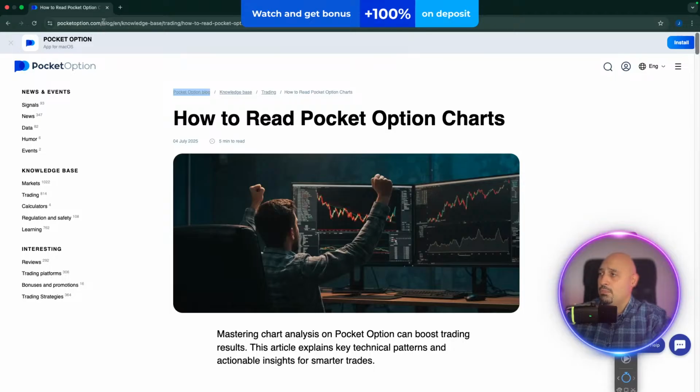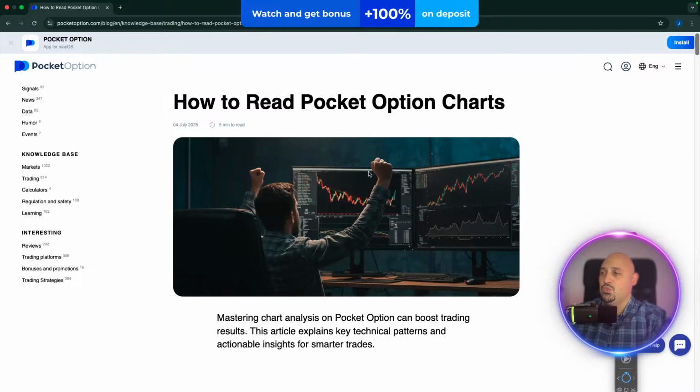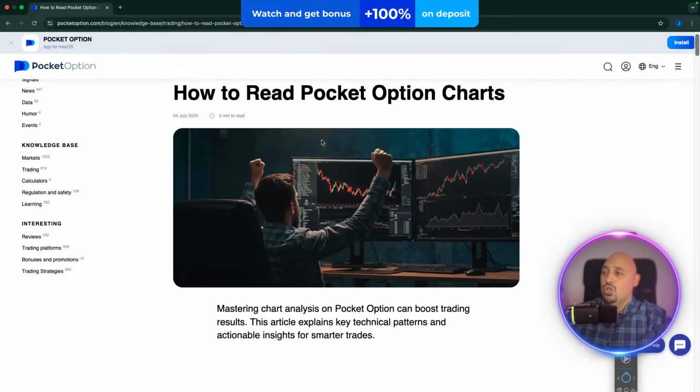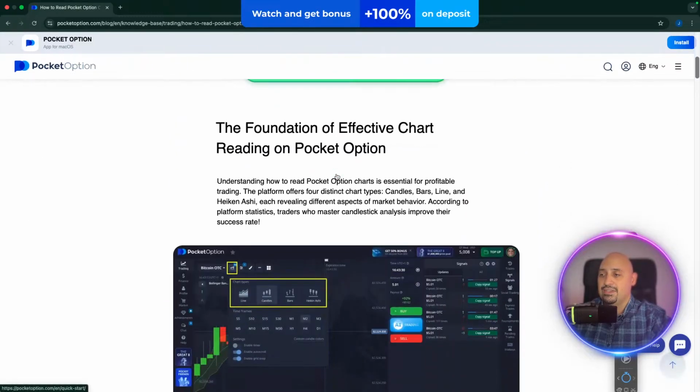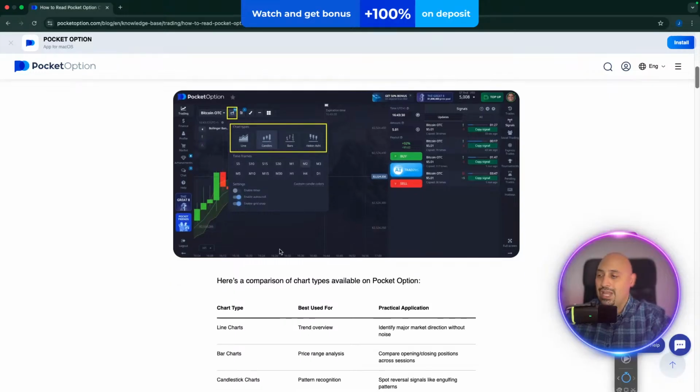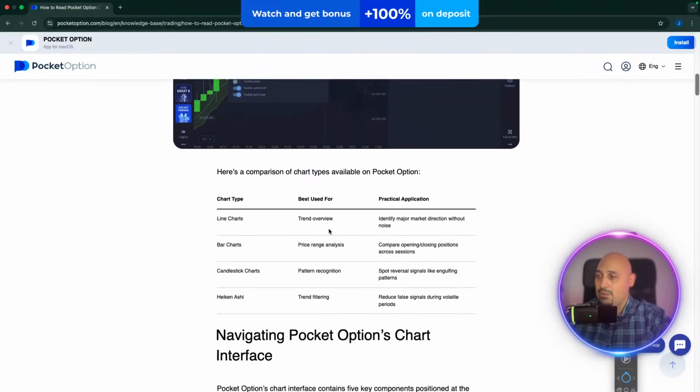What I wanted also to show you guys, for those of you who are not aware, you can always access pocketoption.com/blog. And from here, you can get tons of information as well. This particular blog gives you a lot of information about the different charts available in Pocket Option, with screenshots and more details if you'd like to learn more about the types of charts. It covers the line chart, trend overview, the bar chart, price range analysis, candlestick charts, the best for me, pattern recognition, Heiken Ashi, trend filtering, and so forth.